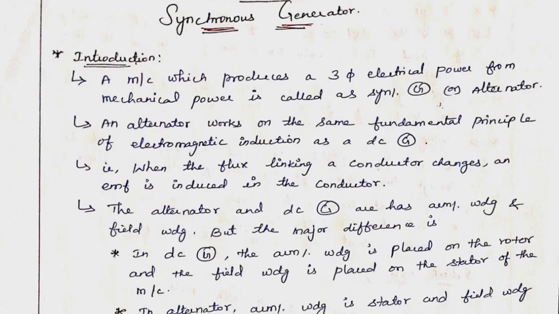The generator, in general, converts mechanical energy into electrical energy. So the DC generator produces DC electrical energy from mechanical energy. Similarly, the alternator, that is the synchronous generator, converts mechanical energy into three-phase AC electrical output. The working principle of the alternator is similar to the DC generator, that is the electromagnetic induction principle.